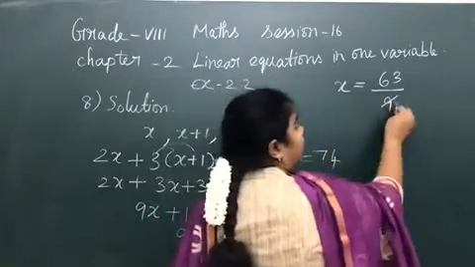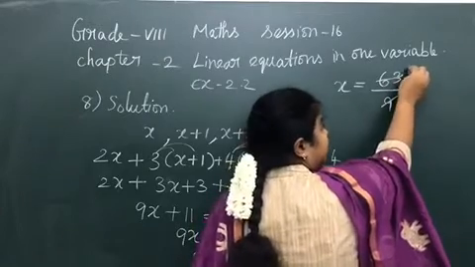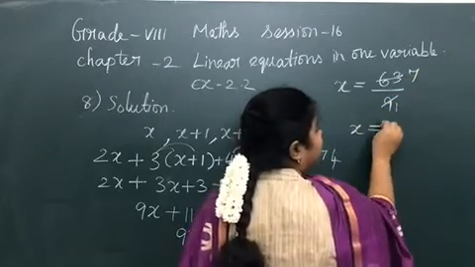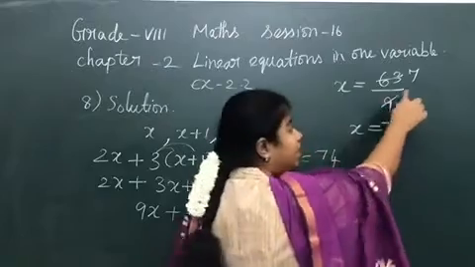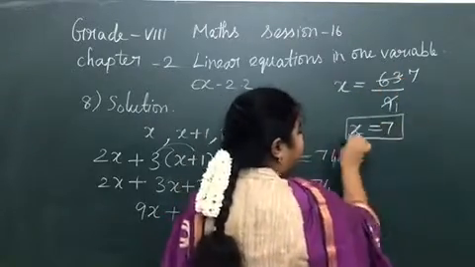So 63 by 9. 1 times 63 and 9. What is the answer? 7, right? x is equal to 7. 1 nine is 9, 7 nines are 63. x is equal to 7. We have arrived at x.